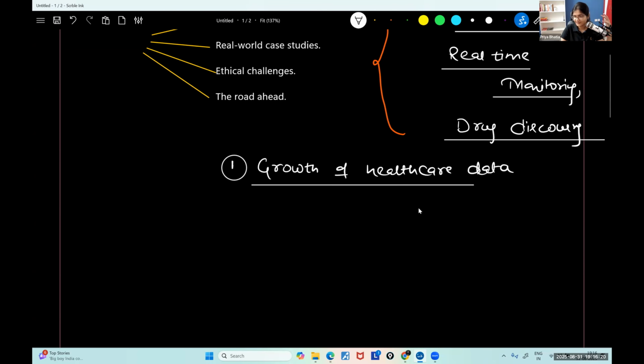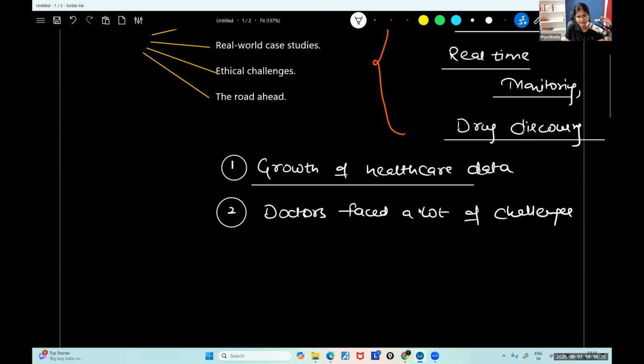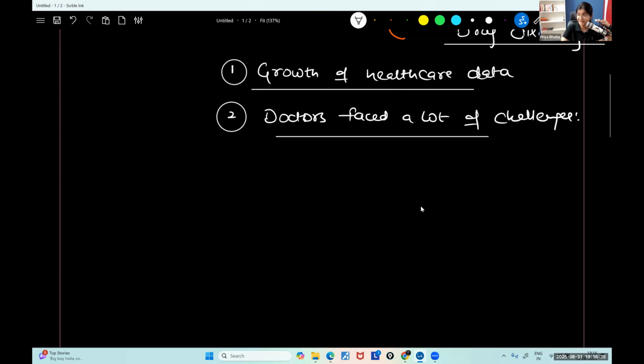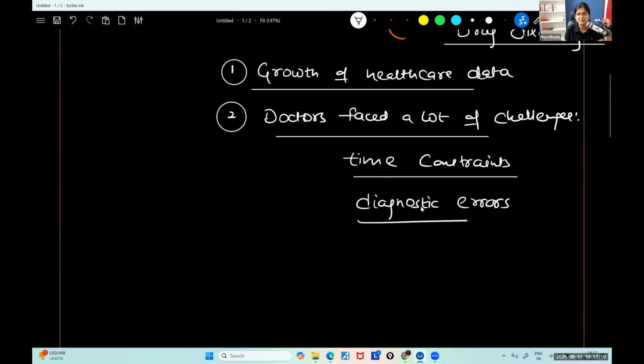And whenever the growth of data is there, because of that, doctors definitely face a lot of challenges. Doctors face a lot of challenges because still doctors are limited, but the healthcare problems are quite huge. Healthcare data is quite huge. So doctors face a lot of challenges about time constraints. They have to take care of every specific patient who is coming to their clinic, right, in their hospital. Because the data is quite huge, patients are coming from early morning till the night. So it might be the case that if they work at a faster pace, as a human being, they can make errors. So there might be diagnostic errors, which they might make.